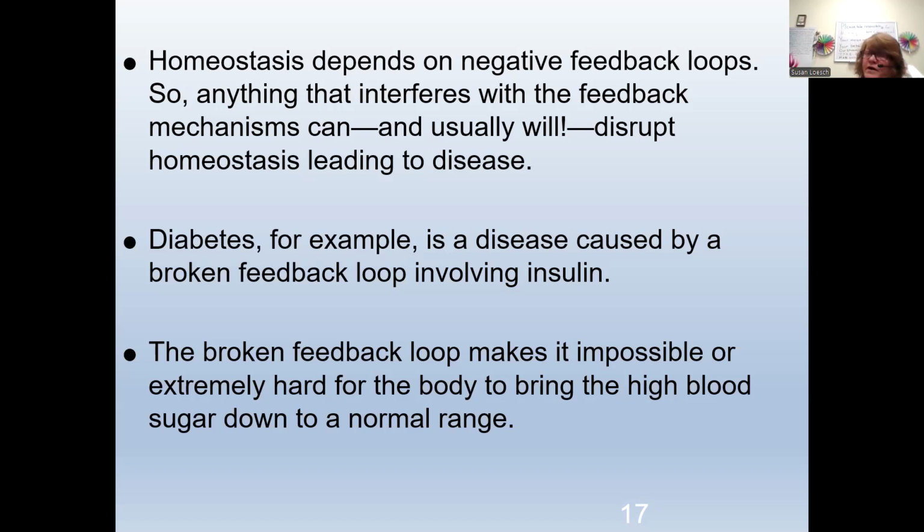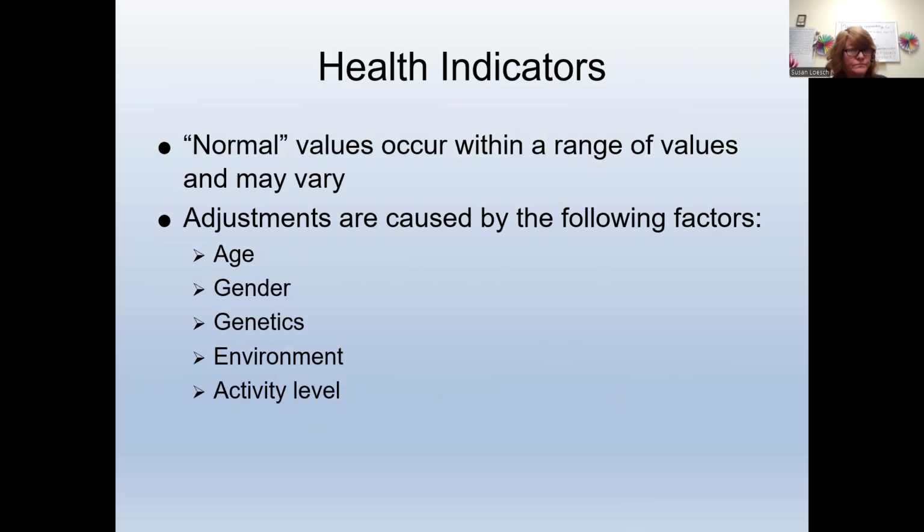Diabetes is an example of a disease caused by a broken feedback loop involving insulin. The broken feedback loop can make it impossible or hard for the body to bring the high blood sugar back down to a normal range.